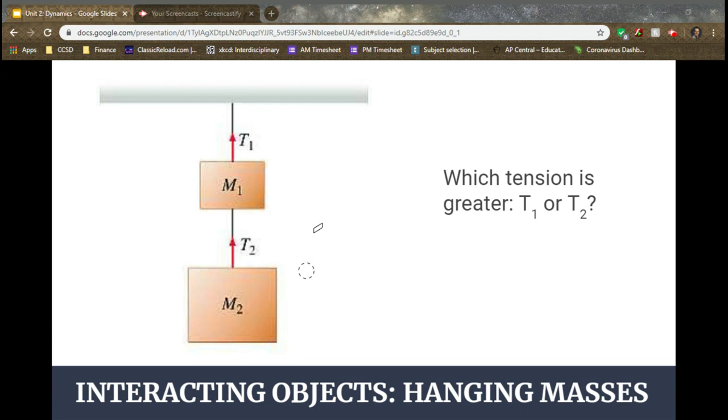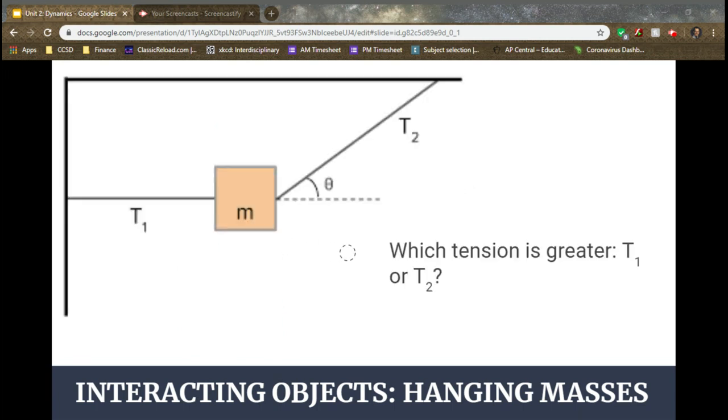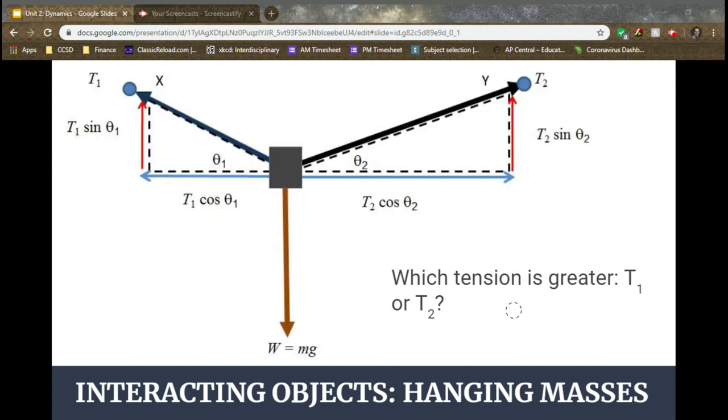So in this setup, which is greater, tension 1 or tension 2? Pause the video if you need to. The answer is tension 1. All right, take a look at this situation, okay? Which tension is greater, tension 1 or tension 2? Pause the video if you need to. Tension 2 is greater, all right?